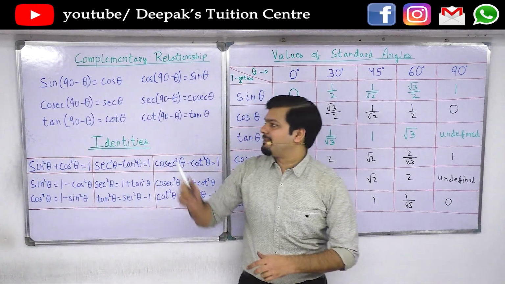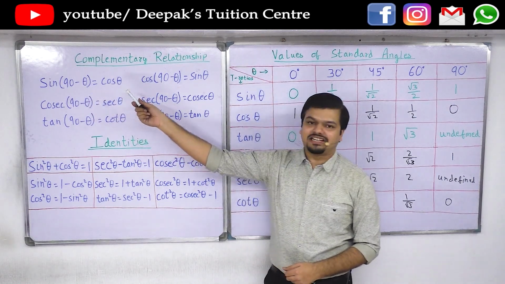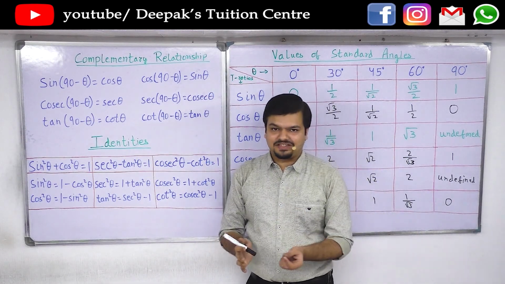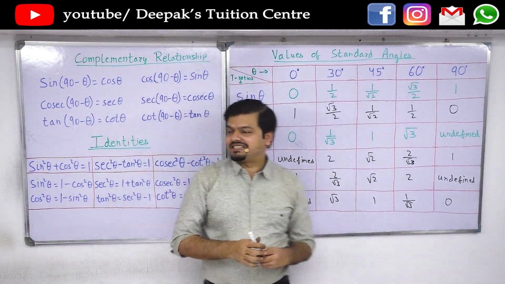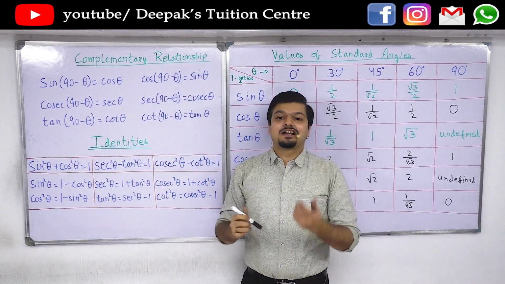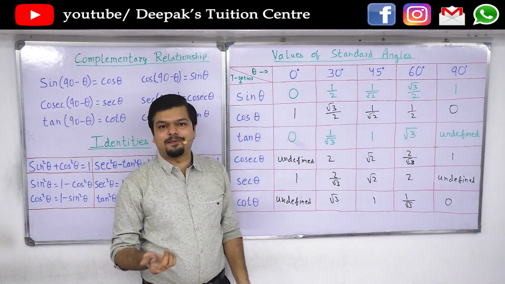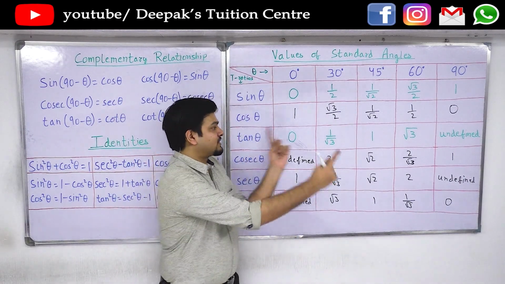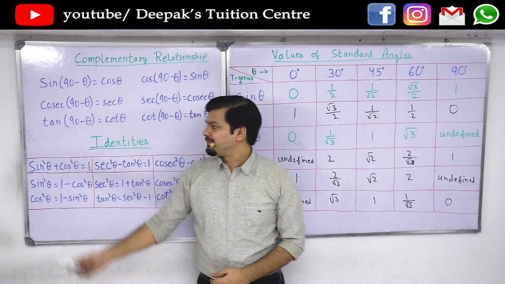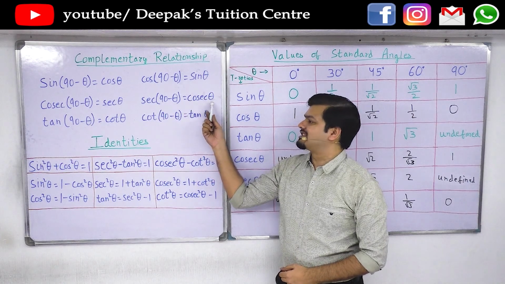Now moving on to complementary relationships. Sin 90 minus theta equals cos theta and cos 90 minus theta equals sin theta. If I take the value of theta as 60 degree, you can see sin 60 degree is basically cos 90 minus 60, that is cos 30 degree. So you can see the value of sin 60 and cos 30 is the same. This is how this reverse order has come into play. This shortcut has come into play because of complementary angles. Cosec 90 minus theta equals sec theta and sec 90 minus theta equals cosec theta.